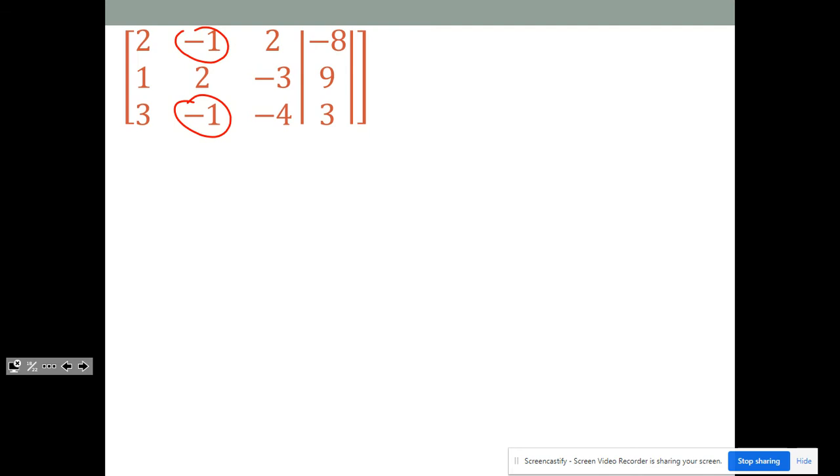So what I'm going to do is take row 1 minus row 3. I'm going to write the new matrix down below here, and I'm going to make this a new row 1, all right? So row 1 minus row 3, so that's 2 minus 3, that's going to give me -1. -1 minus -1 will be 0. Then I need to take 2 minus -4, so that's +6. And I'm going to take -8 minus 3, so -11.